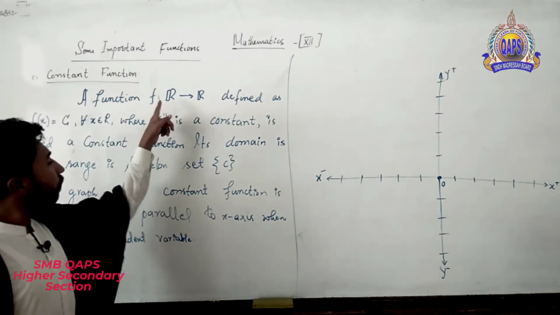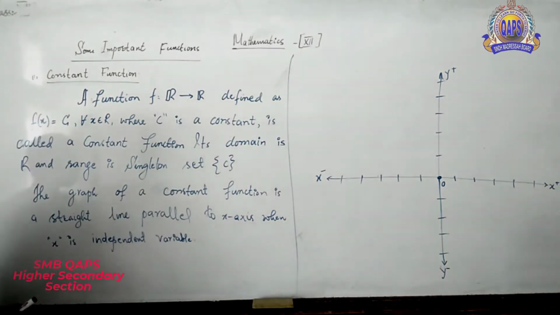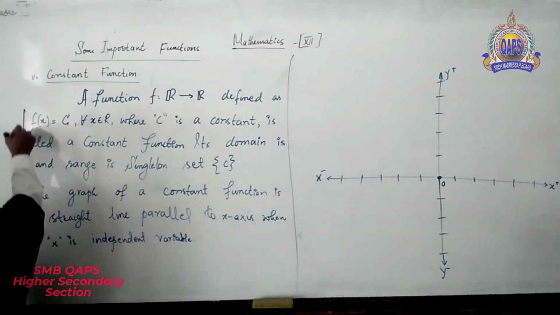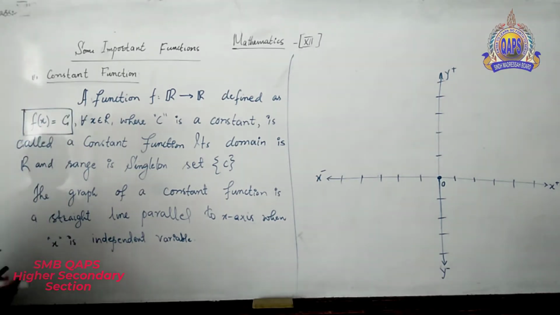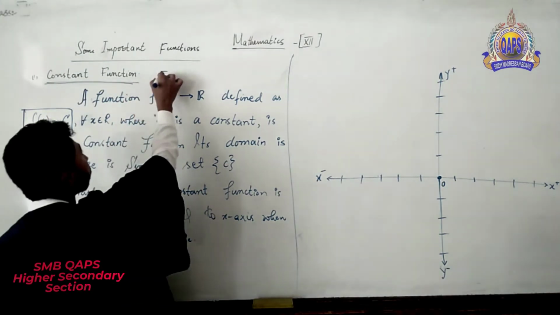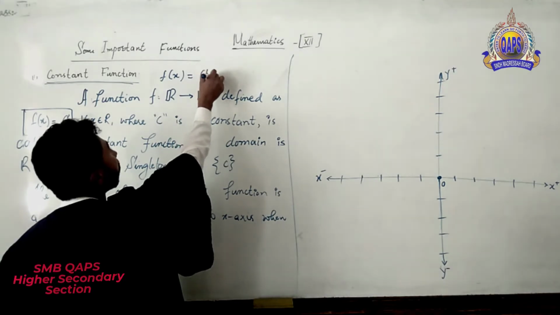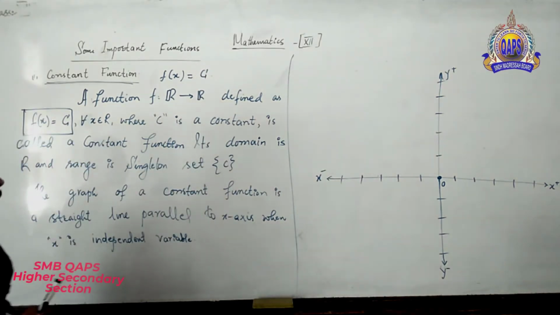So, a function f from real to real is defined as f of x is equal to c. This represents the constant function. The constant function is represented as f of x is equal to any constant value. C represents the constant number.